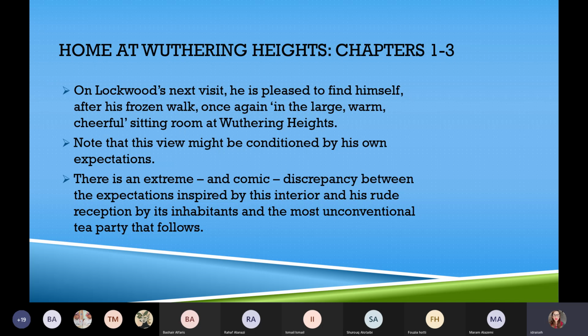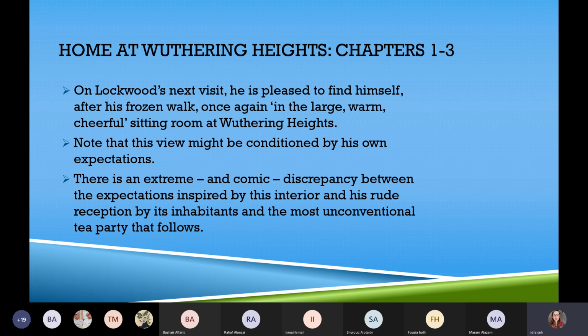All right, so in chapters 1 to 3, Lockwood goes again. He's intrigued. What is going on in this house? I want to know. So he decides to go all by himself on a walk, and gets half frozen. He reaches Wuthering Heights, and he is not really welcomed there. He comes without informing those people that he's visiting them, and they're not expecting him.